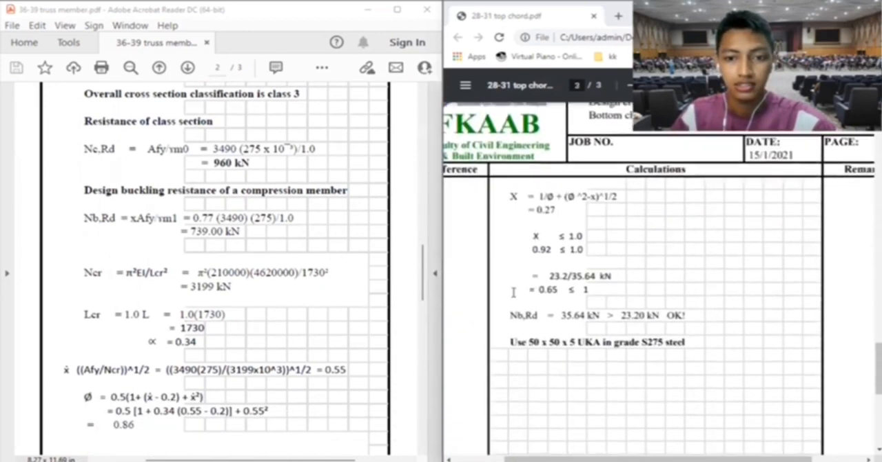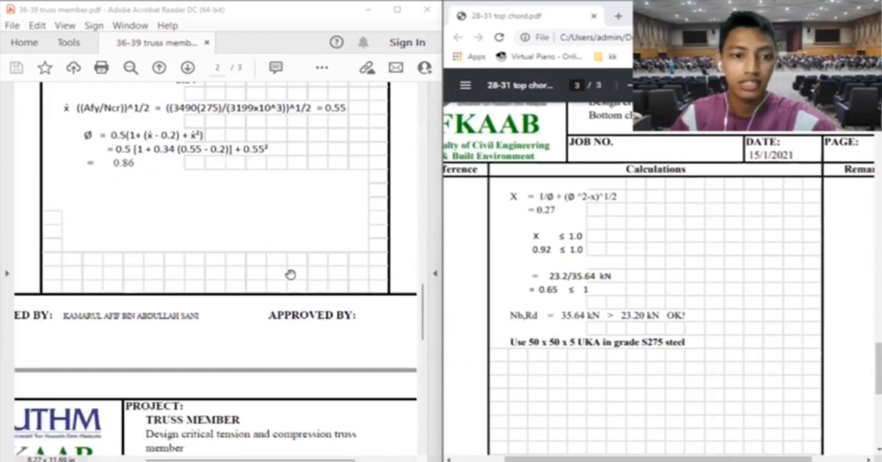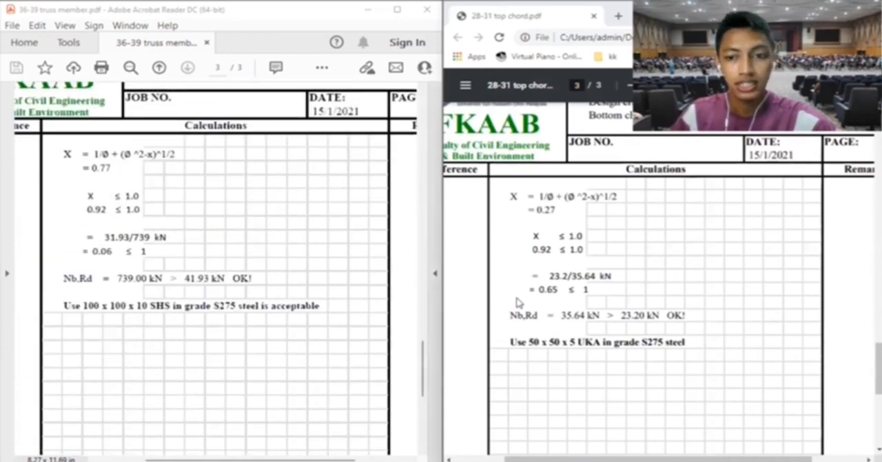in order to verify that our size is acceptable. For the internal member, we're using 100 times 100 times 10 SHS in grade S275 steel, which is acceptable. While for the top chord, we use 50 times 5 UKA in grade S275 steel, which is acceptable too. That's all from me. Thank you.